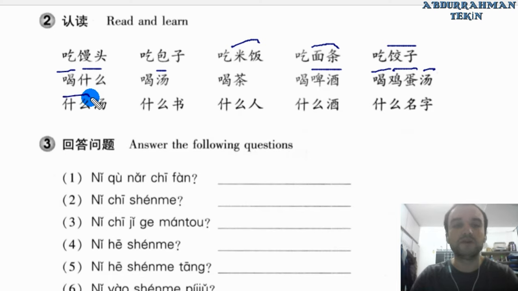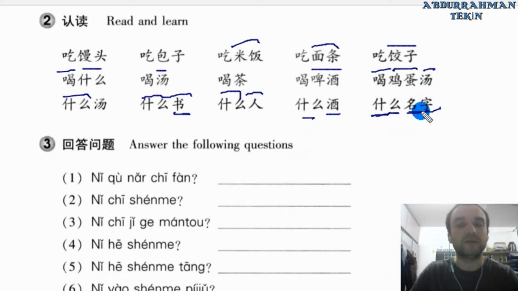什么汤? 什么 means what or which. Which soup? 什么书? Which book? 什么人? Which person? 什么酒? Which drink, which alcohol? 什么名字, which name. 名字 means name.